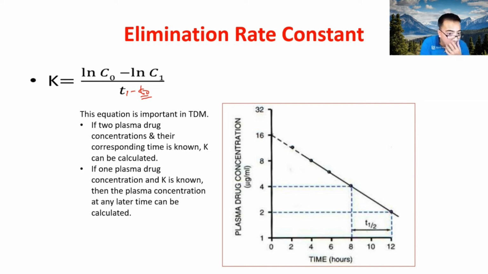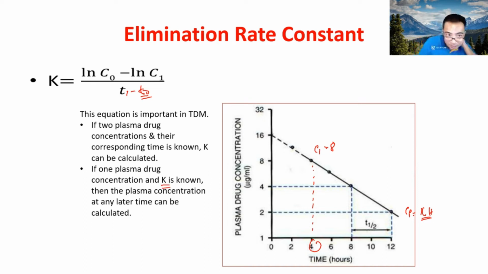Okay, so if one plasma drug concentration and K is known, then the plasma concentration can, at any later time, be calculated, which makes sense, right? Meaning, class, as long as I know at least one of the plasma concentrations here, in this line, I can determine, class, the plasma concentration at any point in the line. So, say, for example, if I know here, C1 as 8, syempre, alam ko na rin naman yung corresponding time nun which is 4. Okay, I can determine, class, yung concentration even at, say, for example, on the 16th hour. I can determine that. Provided, class, I know my K.